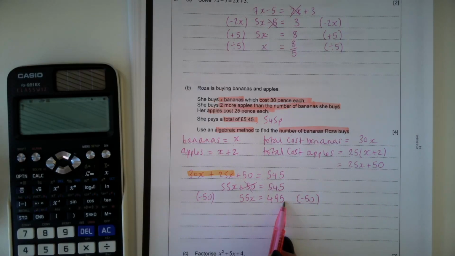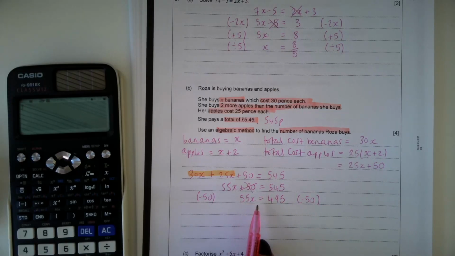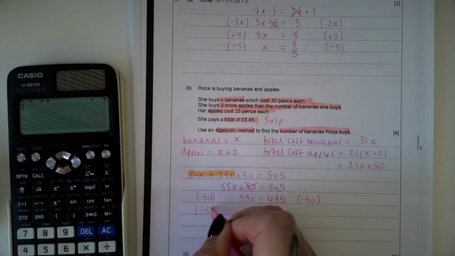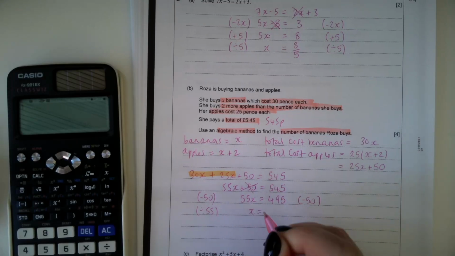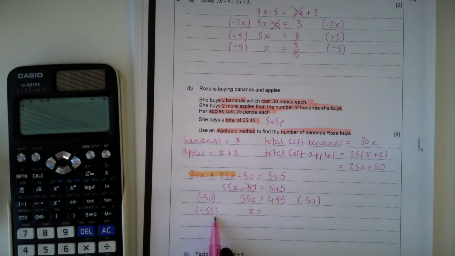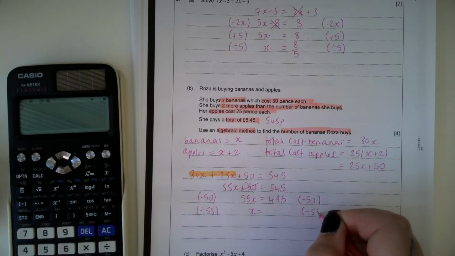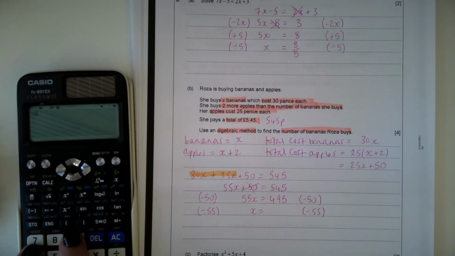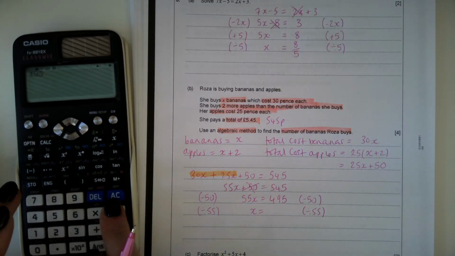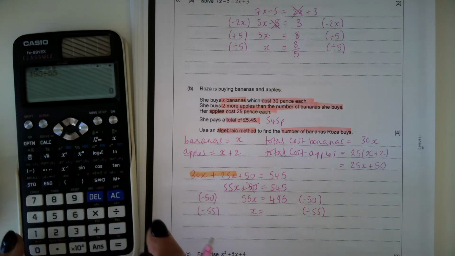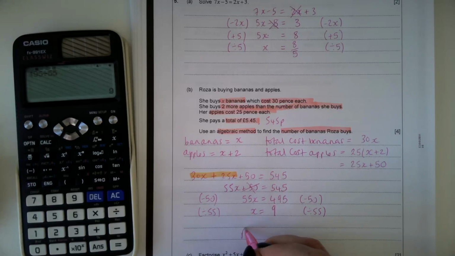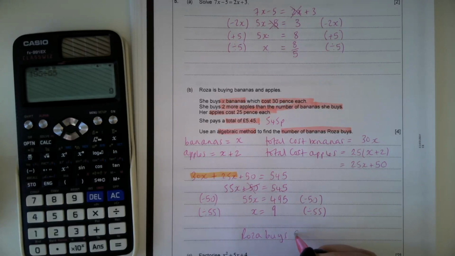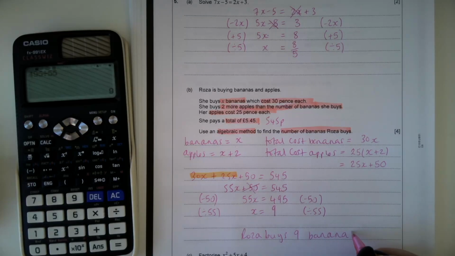Now we've got a one-step equation. 55x is 55 multiplied by x. The opposite of multiplying by 55 would be to divide by 55. So 55x divided by 55 is x. So I've isolated x. I've got x on its own. I now need to do the same to the other side. So I'm going to do 495 divided by 55, which is 9. So Rosa buys 9 bananas.